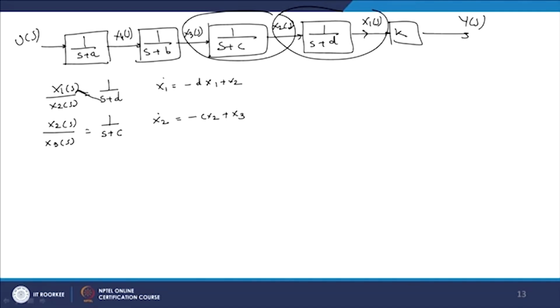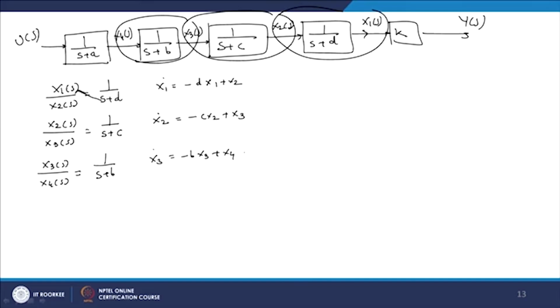And now coming to this block. So this block is x3 of s divided by x4 of s, that is equal to 1 upon s plus b. Now again we cross multiply taking inverse. So what we will get? We will get x3 dot equal to minus b x3 plus x4.